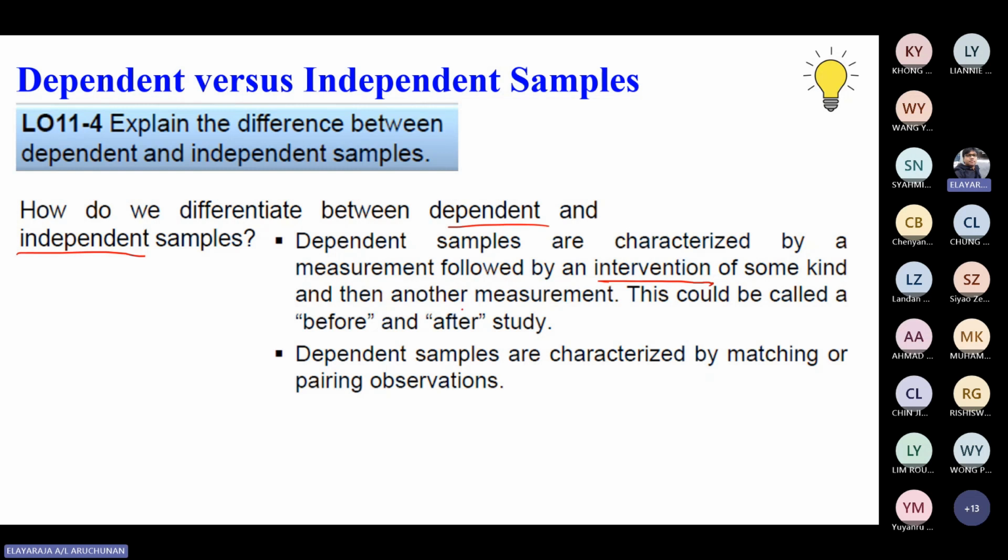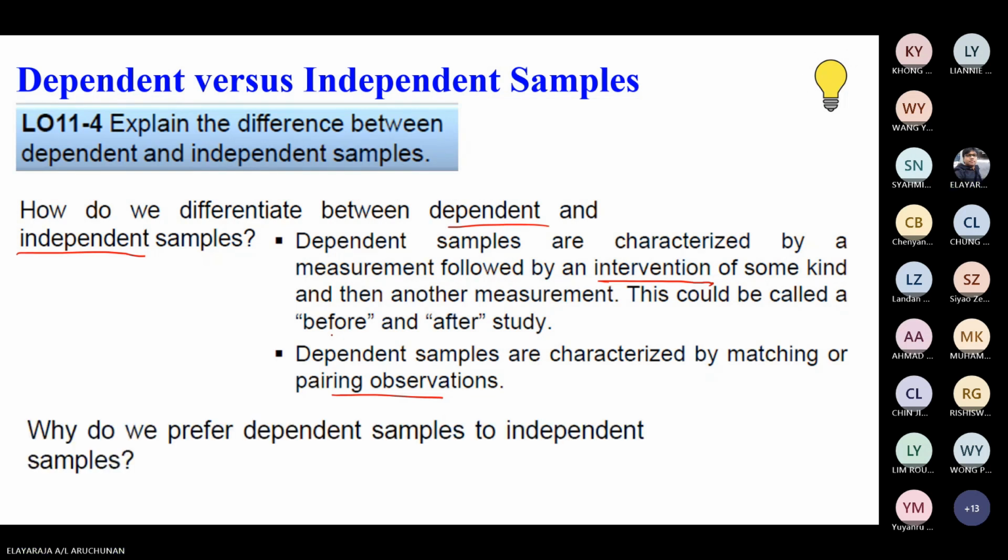Or dependent samples are characterized by matching or pairing of observations. Say, for example, we take the same Business Statistics class, and we do the measurement right before and after the exam. So that we call dependent samples. These are dependent samples, how they relate. For independent samples, you all know, right? Two different things. They are not related to one another. Even though they form the same cluster, if it has before and after, it is dependent.